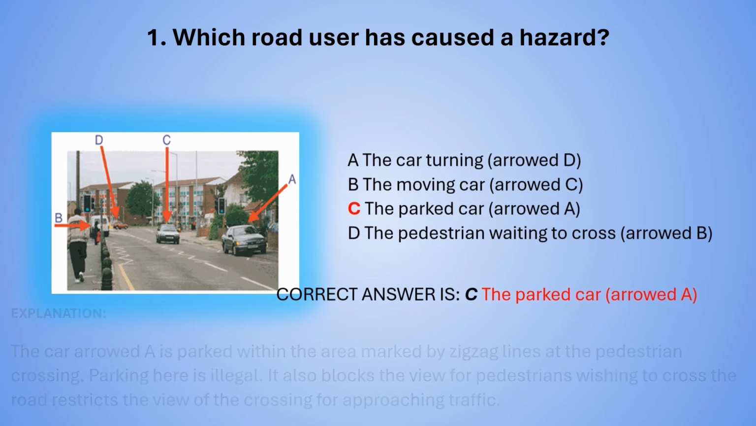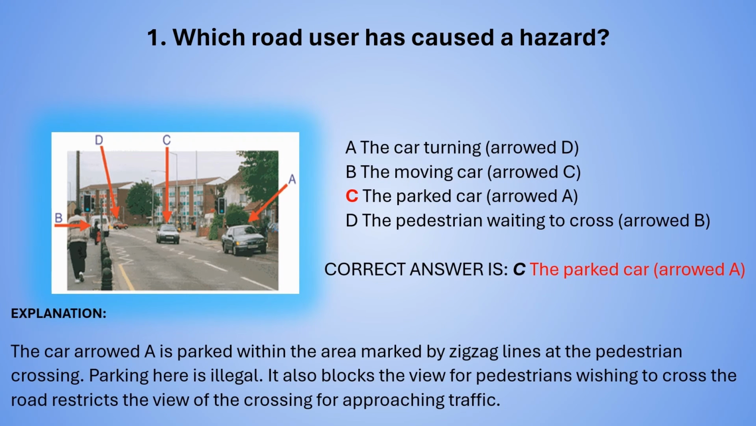Explanation. The car with the arrow A is parked within the area marked by zigzag lines at the pedestrian crossing, and parking here is actually illegal. And it also blocks the view for pedestrians who want to cross the road, restricting the view of the crossing for approaching traffic. Let's move on to the next question.